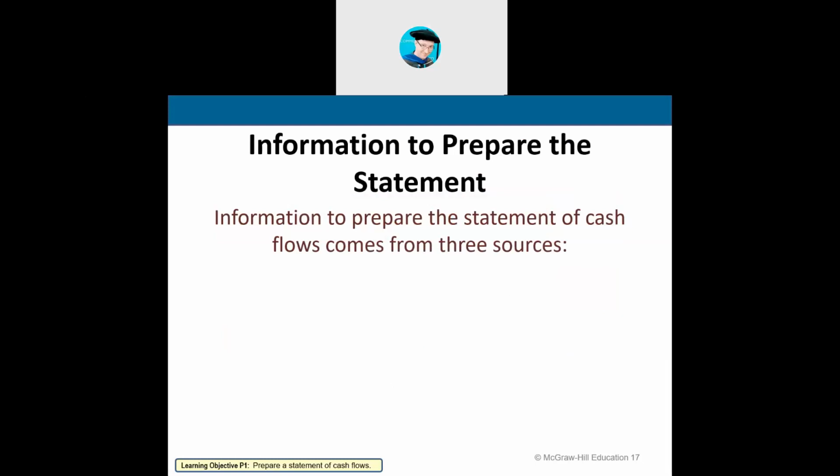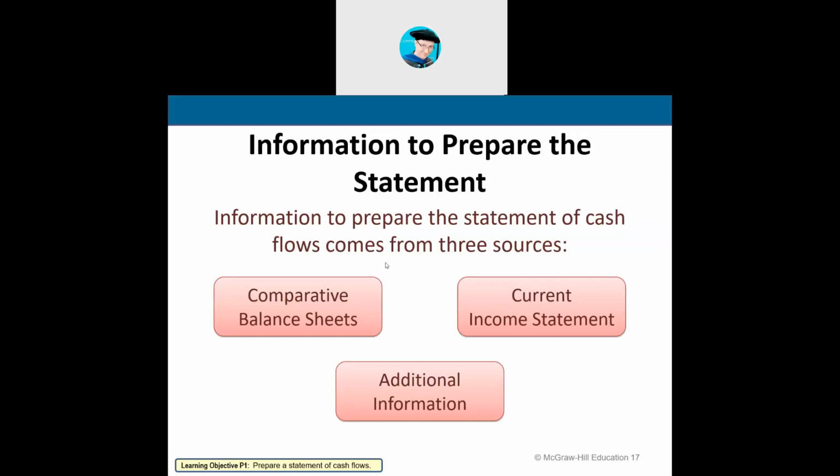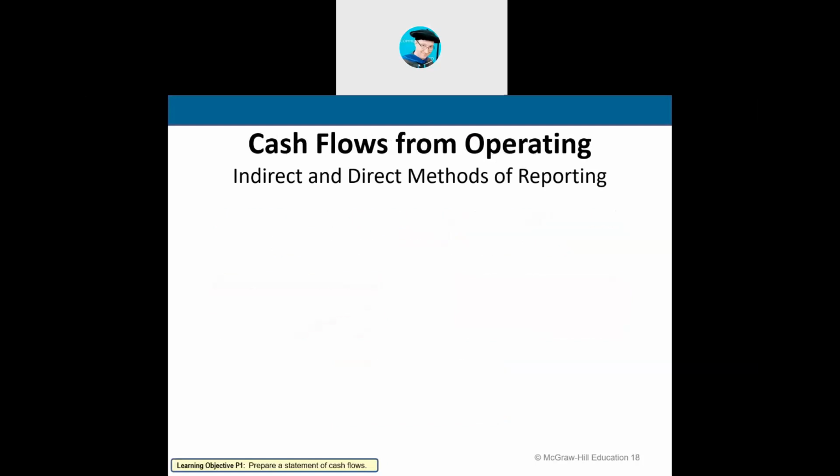So what kind of information do you need to prepare the statement of cash flows? Well, you need your information from your balance sheet. You need your information from your income statement and a little bit of additional information. There are two methods to creating the statement of cash flows. One is called the indirect method, and the other is called the direct method.